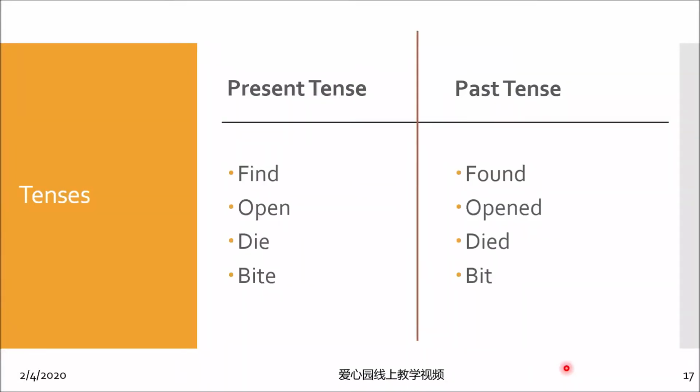Next, let's look at the tenses used in the story. The present tense is find. The past tense for find is found. Open, opened. Die, died. Bite, bit. Let's go through it one more time. Find, found. Open, opened. Die, died. Bite, bit.